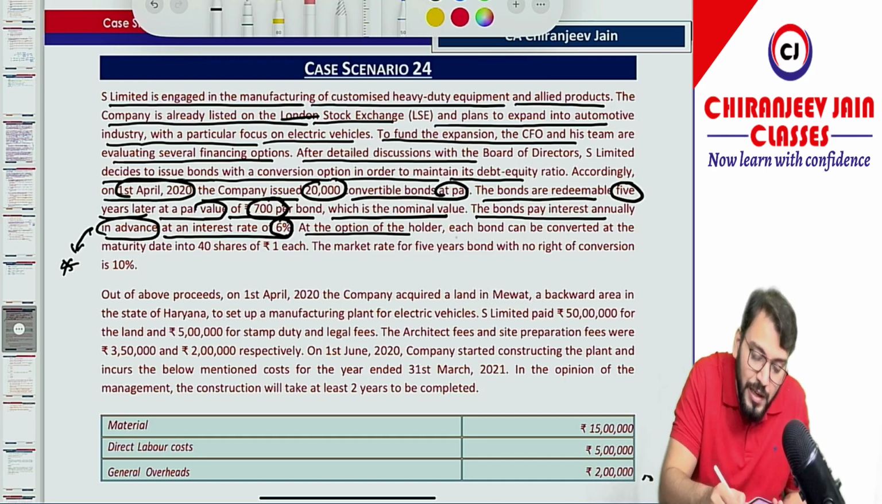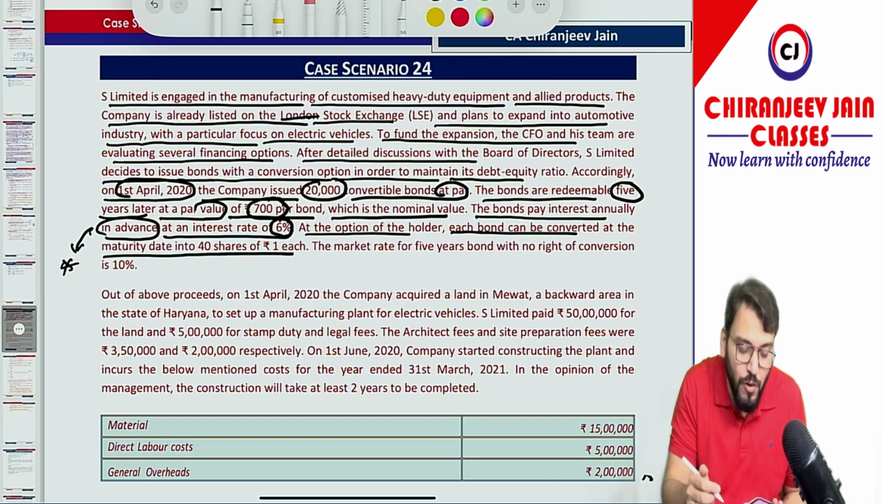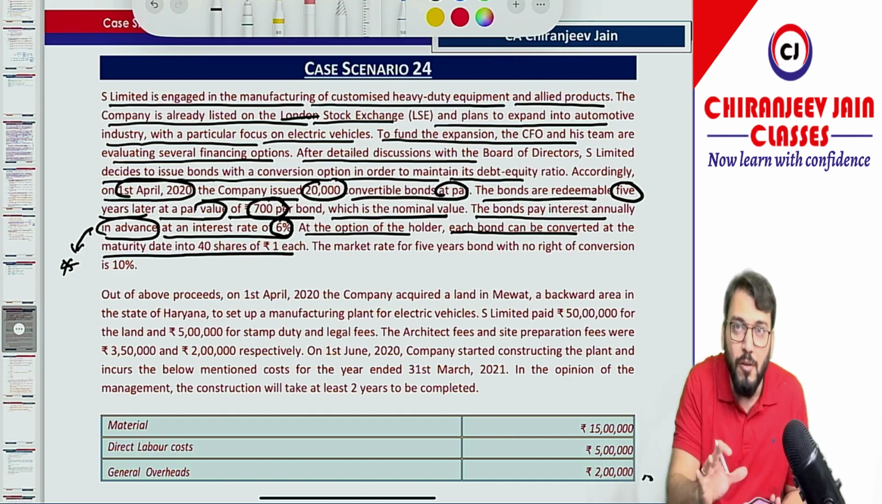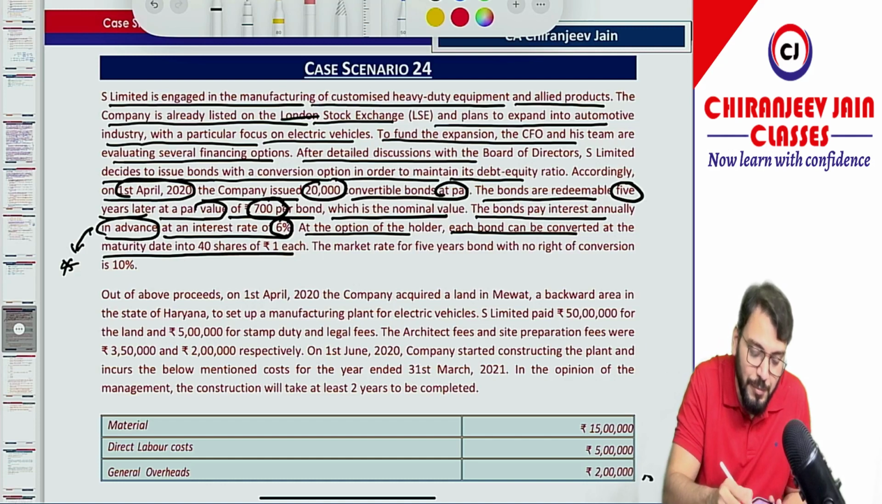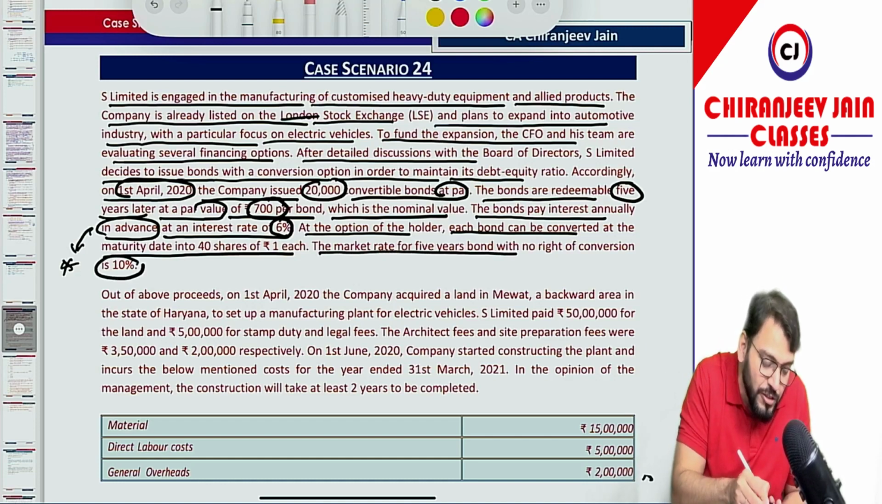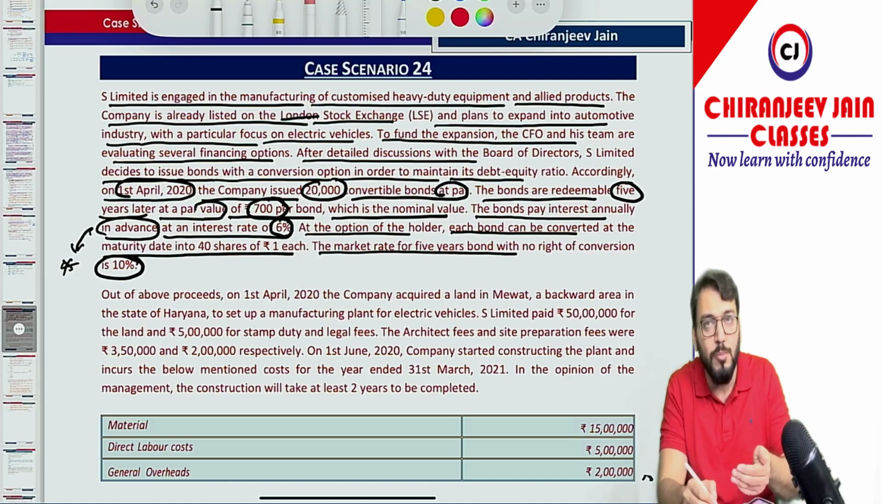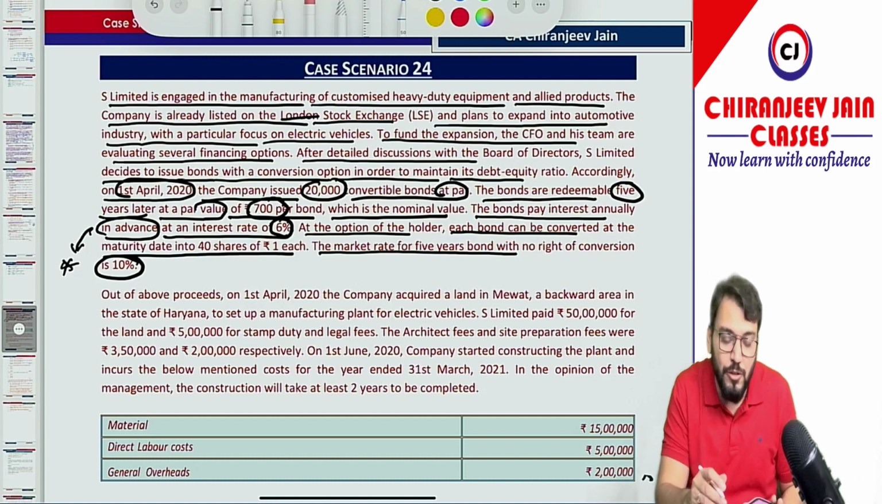At the option of the holder, each bond can be converted at maturity date into 40 shares of rupees 1 each. So one bond will be converted into 40 shares, the fixed number of equity shares. Therefore, principal amount, it is optionally convertible, so principal amount will be initially classified as financial liability because it is optionally convertible. The market rate of 5-year bond with no right of conversion is 10%. So of course, this is a question of compound financial instrument where they will ask you to split the compound financial instrument into two parts, that is financial liability and equity component.